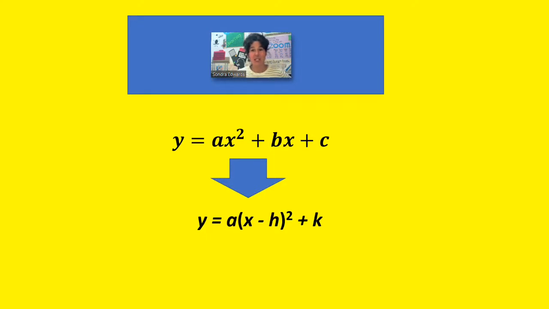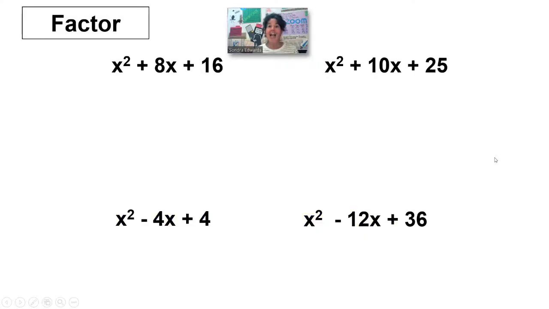Before we start completing the square, we're going to take a look at some trinomials that are perfect squares to look for some patterns. Then we'll be able to apply those patterns to complete the square. Here I have 4 trinomials and they are all perfect squares. So how do I know that they're perfect squares? Notice one of the patterns.